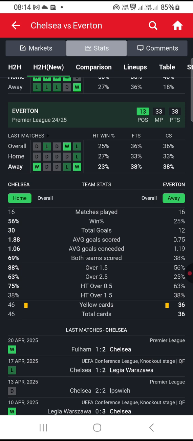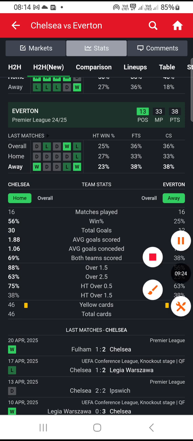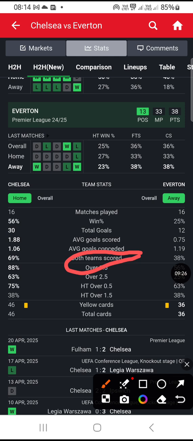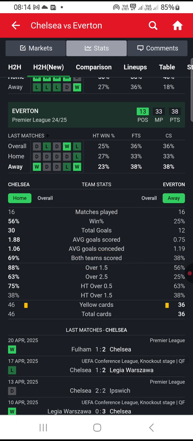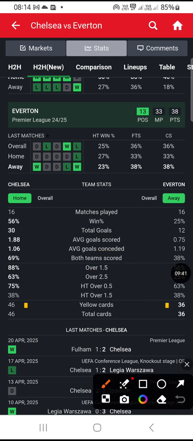So if you look at it, you see the potential of both of them to score. Giving both teams to score, 38% for Everton means 1 goal. If you look at 35% of 100, that is 1 goal. Highest they will score there is 1 goal. Now 69% for Chelsea, which means highest they will score there is between 2 to 3 goals.